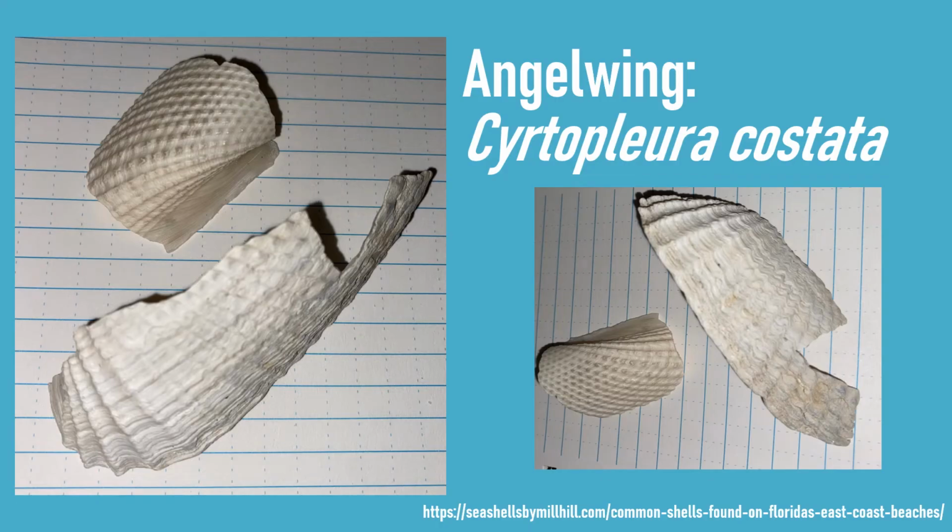Here I have a shell. This is the angel wing, or Cyrtopleura costata. It is very rare to find these shells in whole pieces with both halves connected. The muscle that holds them together is very weak and breaks very easily.